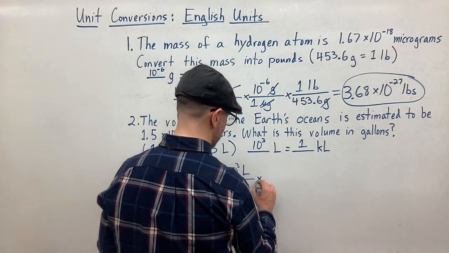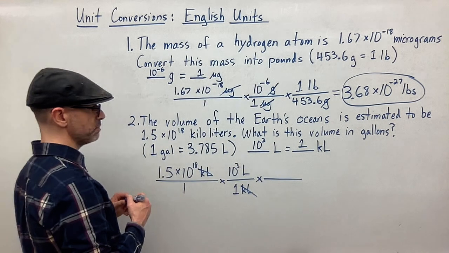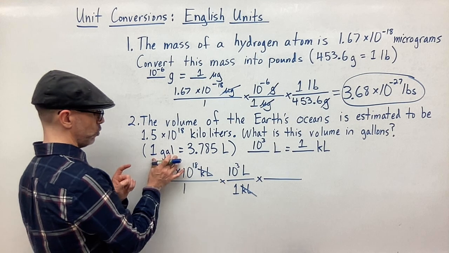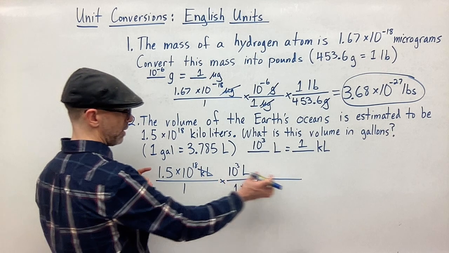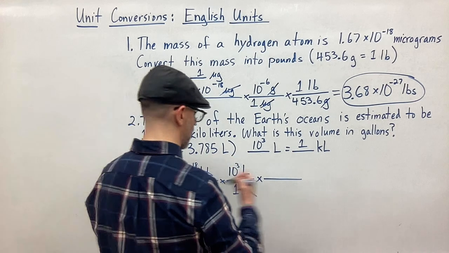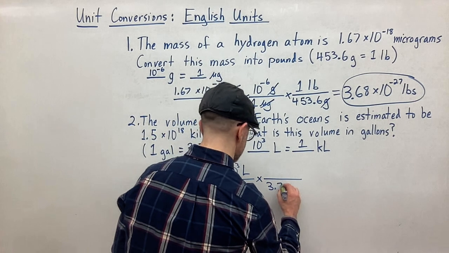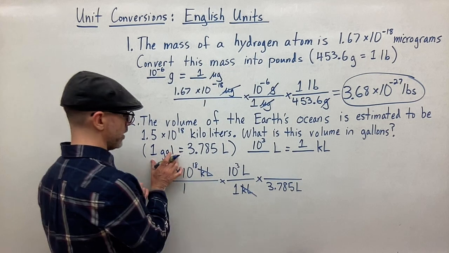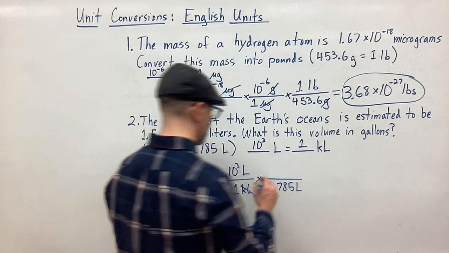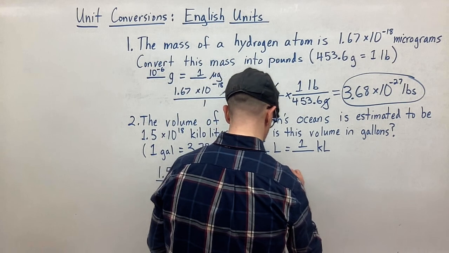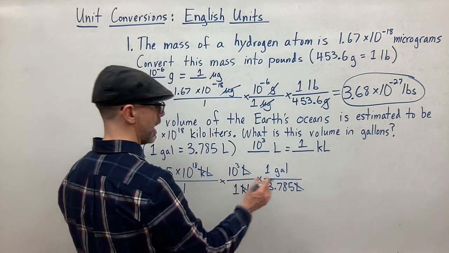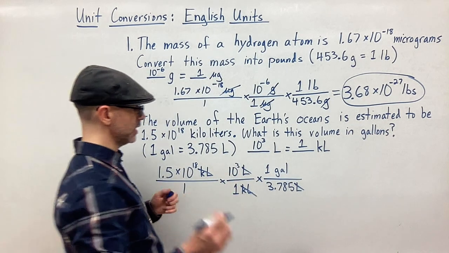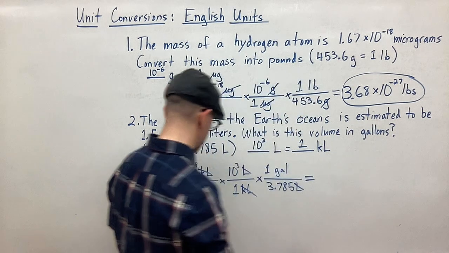And so now I can multiply by my next conversion factor. So I'm going to use this here. I know that 3.785 liters is equal to 1 gallon. So I have liters here on the top. I'm going to put that on the bottom. So 3.785 liters goes on the bottom, and then the 1 gallon goes on top. Liters cancels out. Now I have gallons because that's what they're looking for. I am done. So now all I need to do is multiply and divide on my calculator.